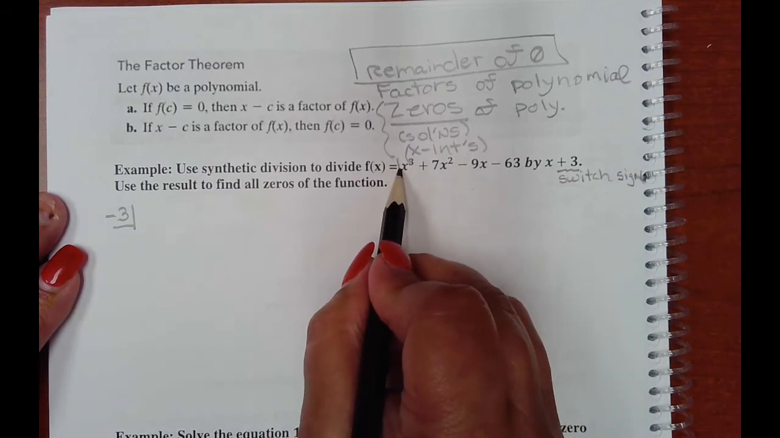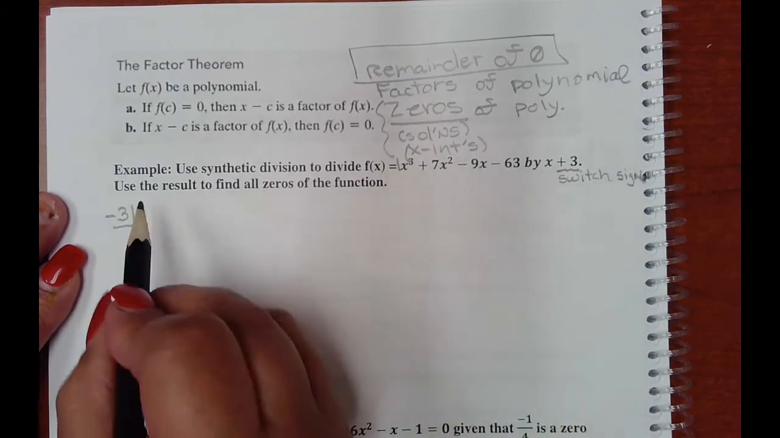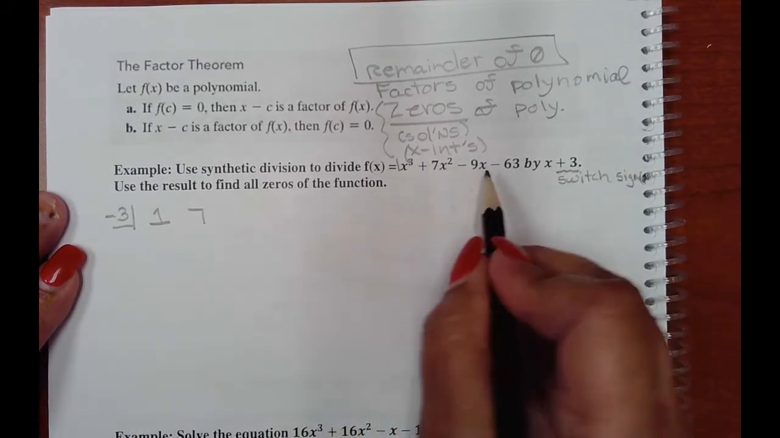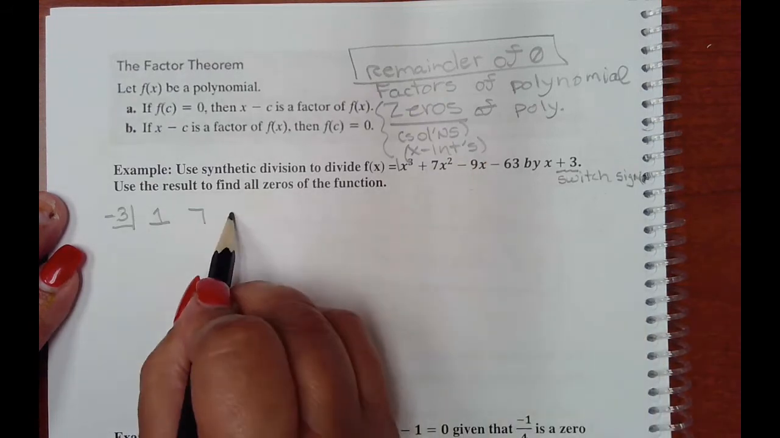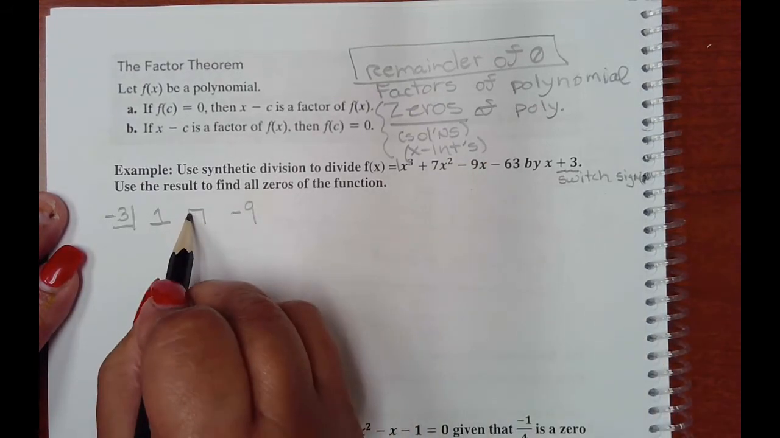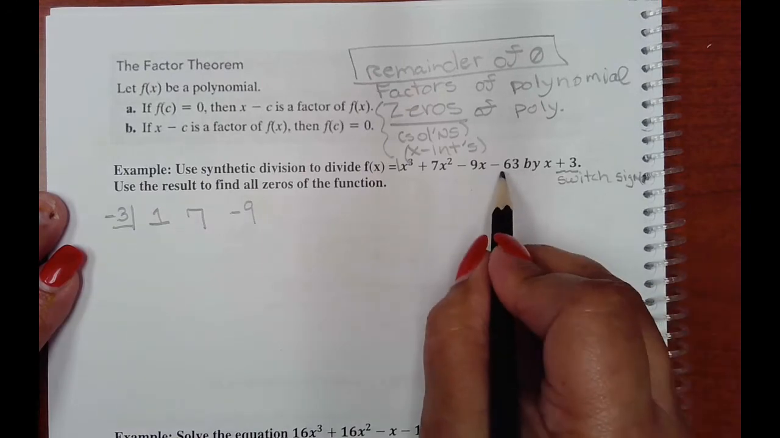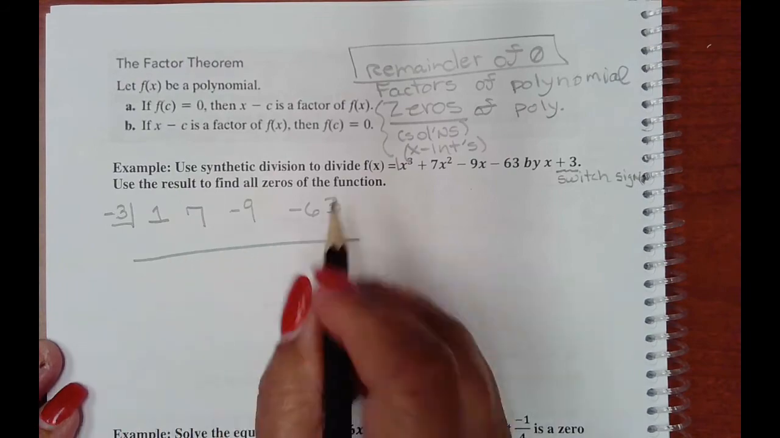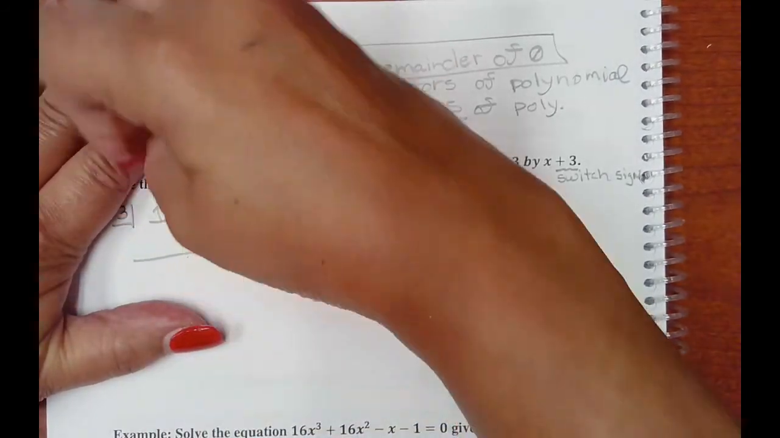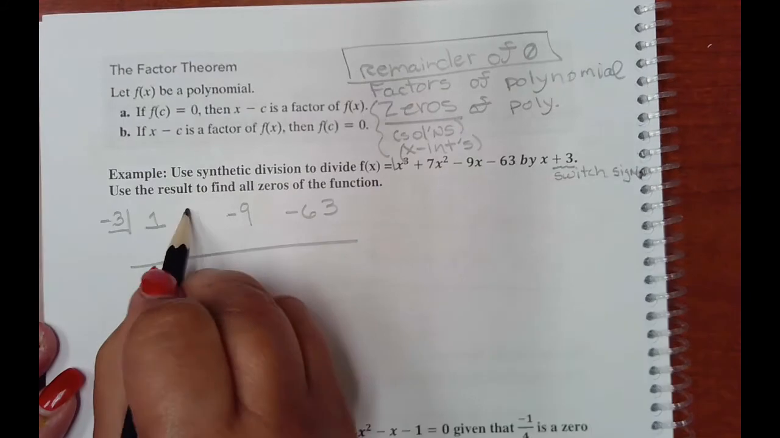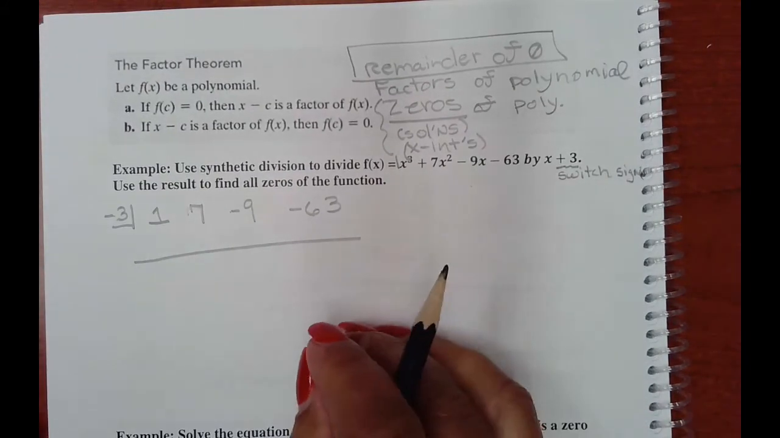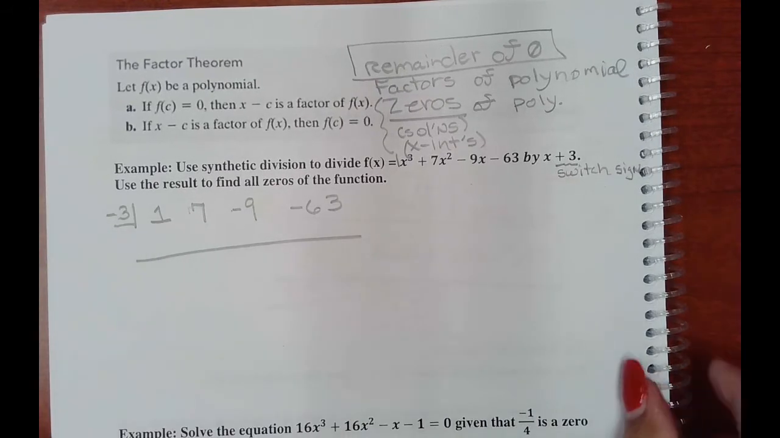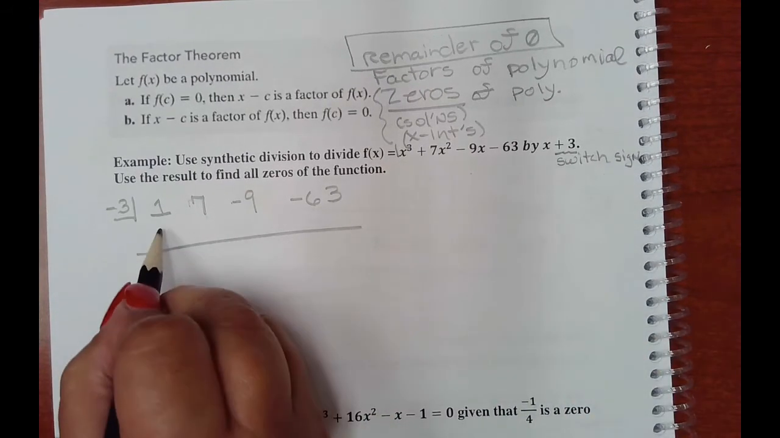Coefficient of the 3rd degree term is a 1. Coefficient of the 2nd degree term is a 7. Coefficient of the 1st degree term is a negative 9. And the constant is negative 63. I put that line here. Try and make my 7 look more normal. Not so big. And we're dividing by x plus 3, which is why we delivered a negative 3 into that synthetic division box.